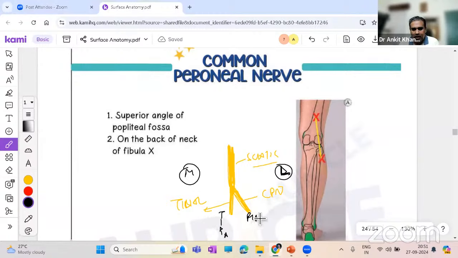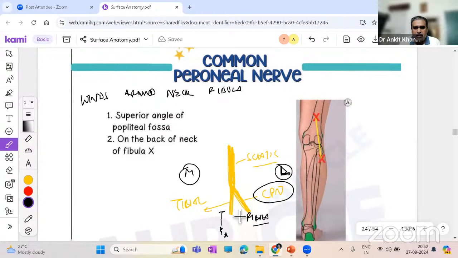And laterally we had which bone? We had fibula. So this common peroneal nerve, one line only I'm telling you, it winds around the neck of fibula. At the top we have the head, and just below the head we have the neck of fibula. The common peroneal nerve winds around the neck of fibula, as you can see over here. Let me just point out, this is the head of fibula, and just below it, this is the neck of fibula, and you can see this nerve is winding around.